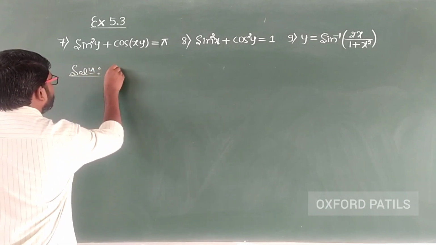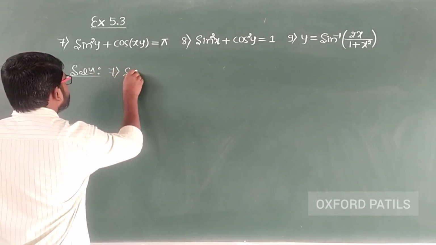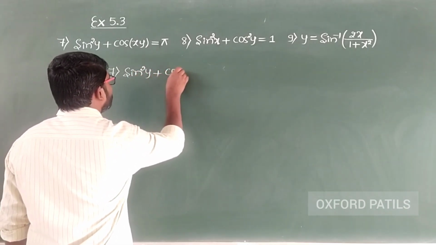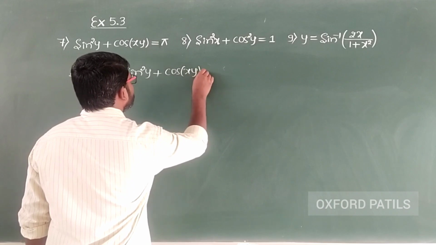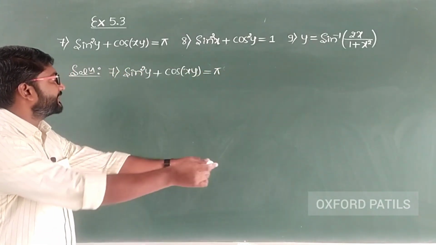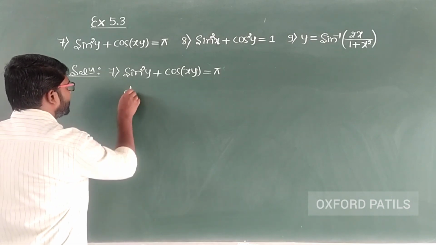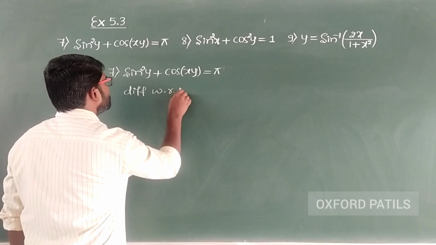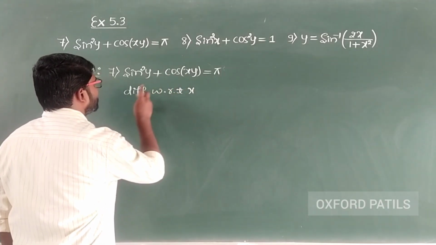Write the given function sin square y plus cos of xy which is equal to pi. Now differentiate both the sides with respect to x.